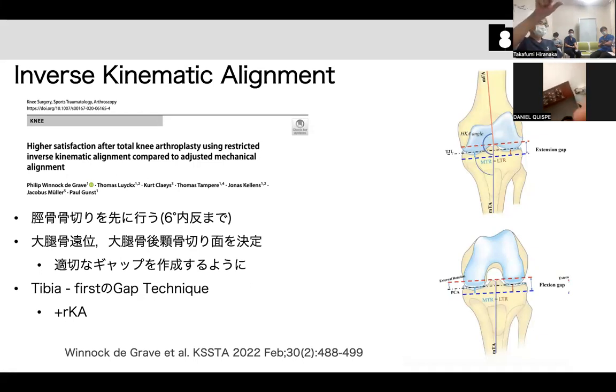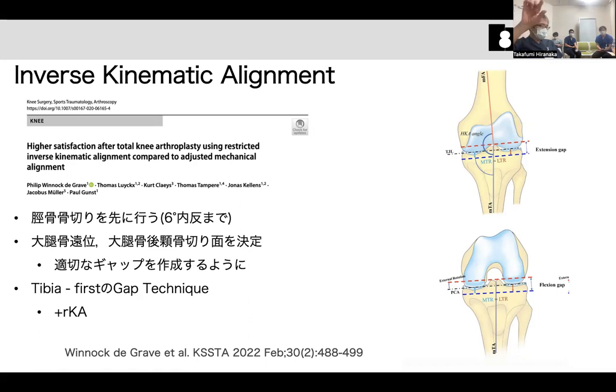As a result, the gap can be trapezoid, not parallel. Mostly the medial side is very narrow and the lateral side is wide. To make the bone cut surfaces parallel, release the medial collateral ligament or other medial structures. Then flex the knee and cut the posterior condyle parallel to the tibia cutting surface. That is the gap balancing technique. All bone cuts are decided based on making a parallel and equal gap. That is the goal of the gap balancing technique.